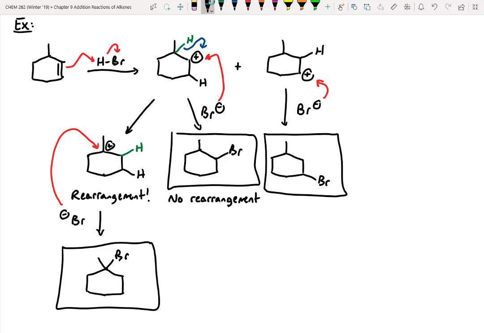What's the relationship between all 3 of these products? They're constitutional isomers. So these would be a lot easier to separate and purify, which is the one saving grace of these reactions, is you can clean up constitutional isomers a lot easier. All right, so that's the main takeaway for this one, is watch out for rearrangements.